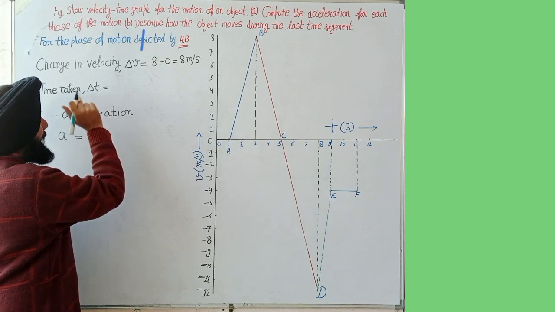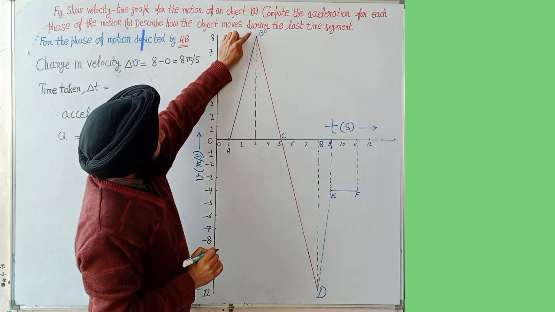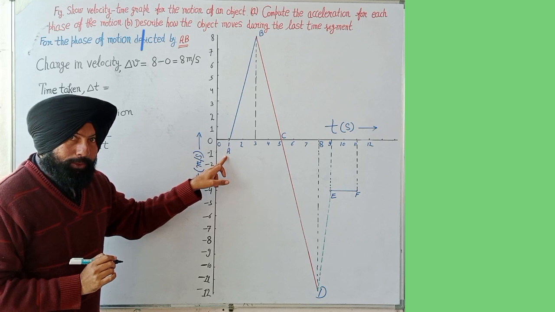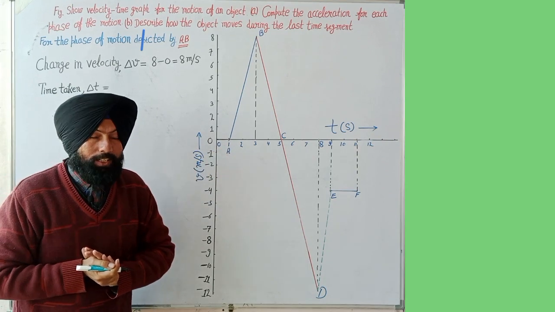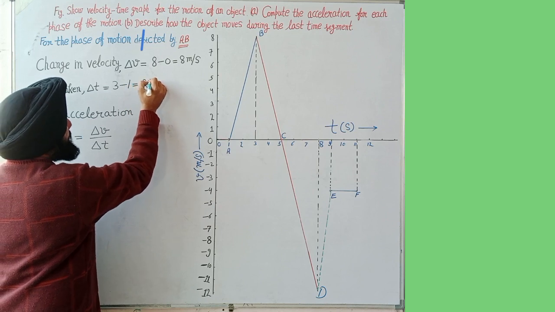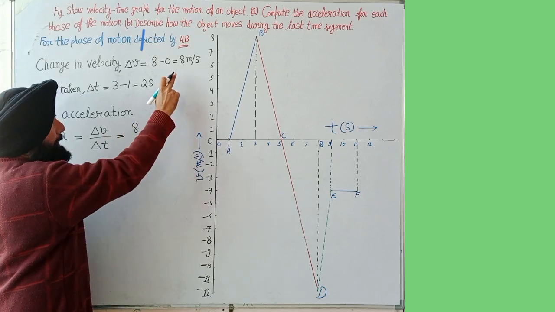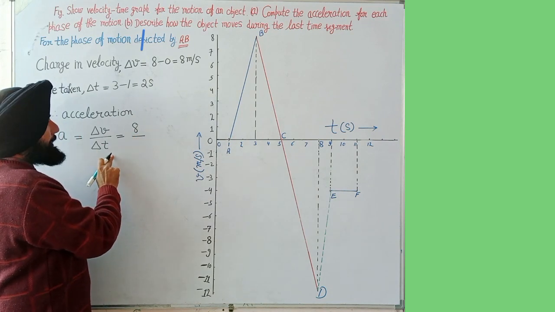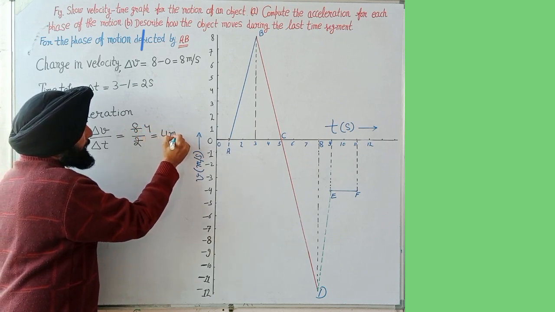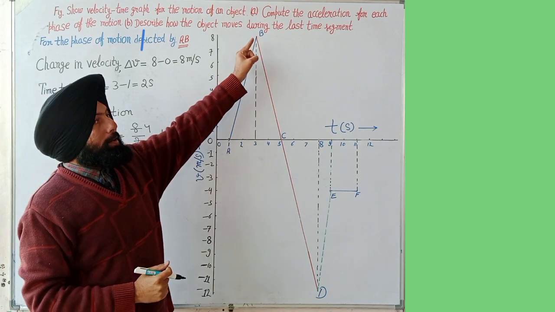Again, time taken, delta T. When the object is at point B, the time is 3 seconds, and when the object is at the starting position, at A, the time was 1 second. So change in time is 3 minus 1 equal to 2 seconds. Now the acceleration: change in velocity is 8 meter per second and change in time is 2 seconds. So our answer is 4 meter per second square acceleration during the phase AB.